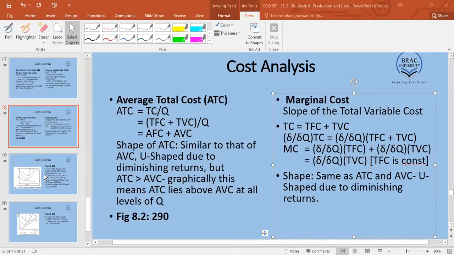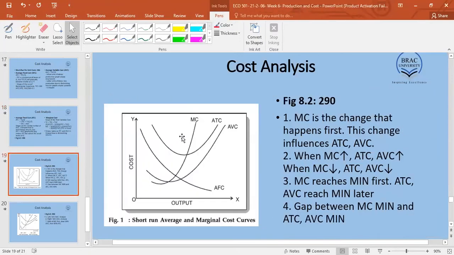Yes, sir. Okay, lovely. But anyhow, the purpose of saying this is this graph and nothing else. Average fixed cost is decreasing as output is increasing. We have already agreed to this one, right?